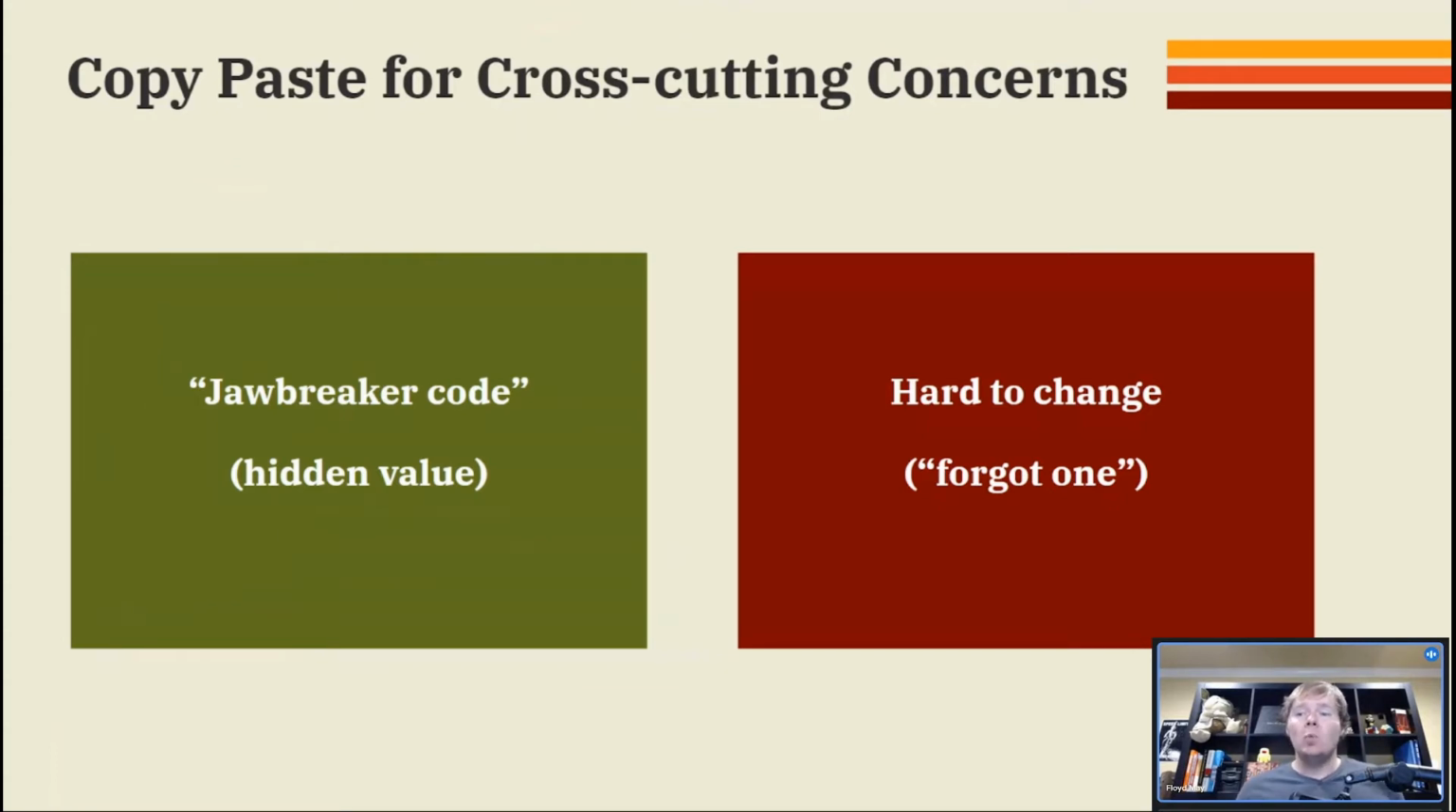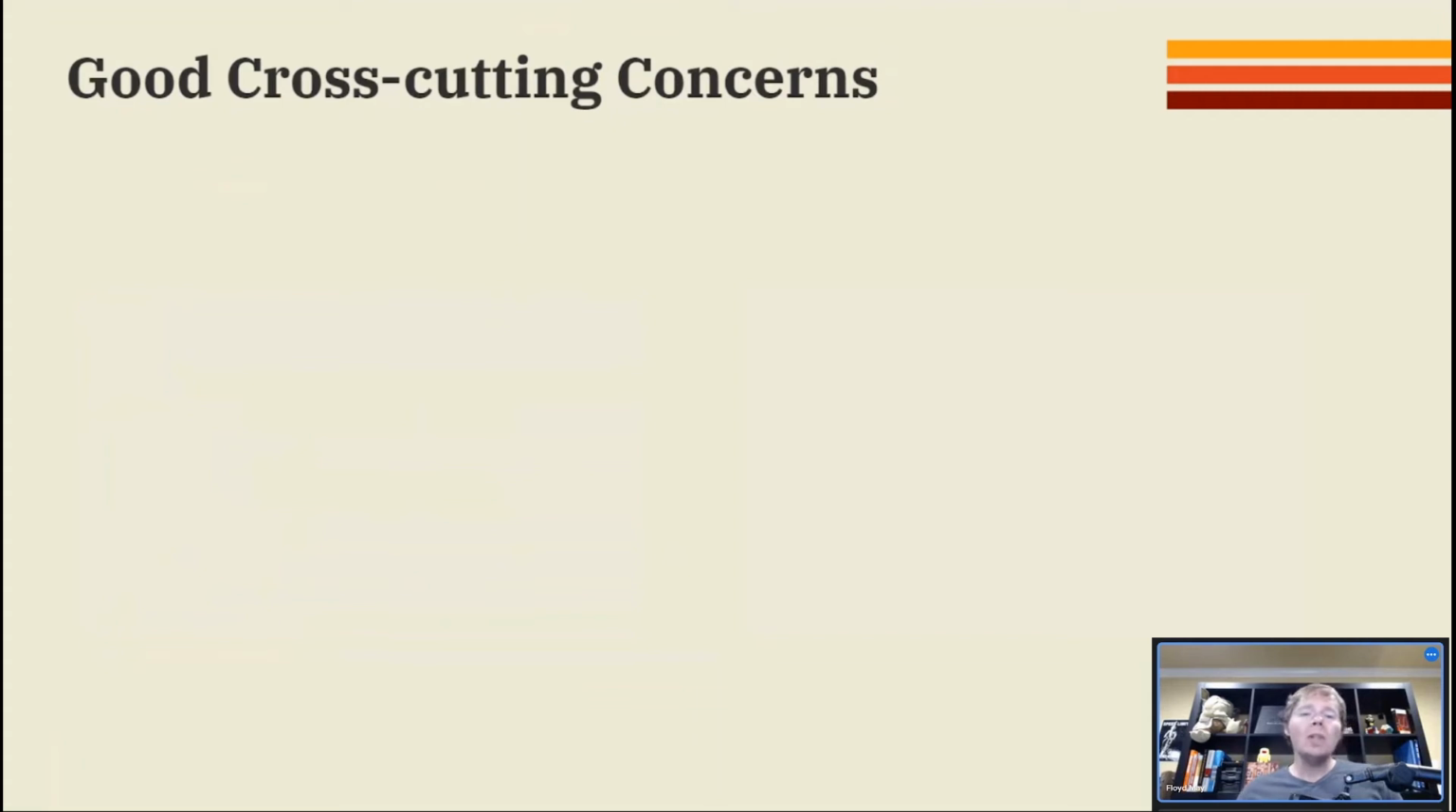You need to be able to change it in one place instead of having to go to each individual method all the way across your app. If you've got dozens or hundreds of HTTP endpoints, that can be really, really tedious, and you run the risk of forgetting one. And now, congratulations, you've got a bug. This is miserable. So, what do good cross-cutting concerns look like?